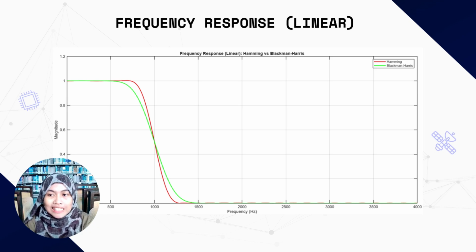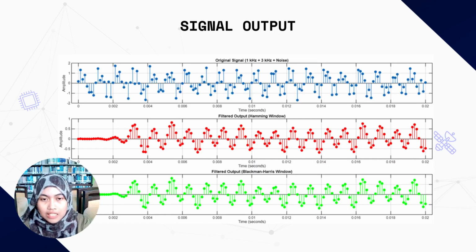Third, the frequency response in linear scale shows the linear scalar frequency response of both windows. Explain that this plot gives a clearer view of the transition region and highlights the trade-off between window types in terms of filter sharpness and ripple. Lastly, the signal output. For this, show the original noisy signal alongside the filter output with the Hamming and Blackman-Harris windows. Discuss how each window reduces noise and the effectiveness of the filtering process, especially in terms of signal clarity.